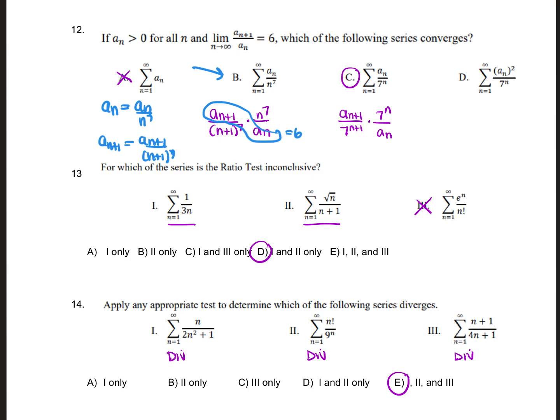Here, slightly different, we have a geometric on the bottom, and right here, if this is equal to 6, and then we have 1 over 7 to the n, that will definitely converge. Ratio test inconclusive. It's inconclusive whenever it should have been an LCT, a limit comparison test. So it's going to be inconclusive here and here, but not here because the degrees will be equal.